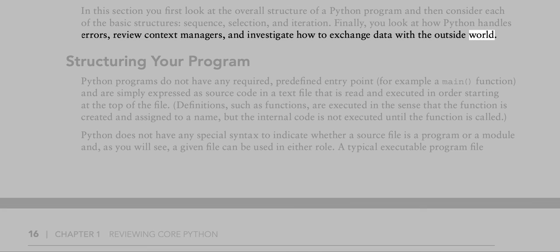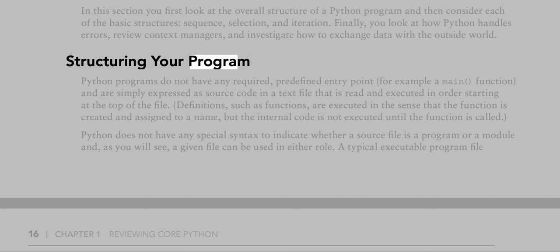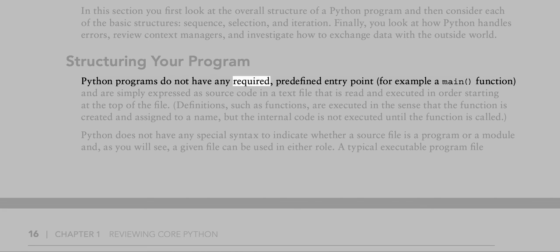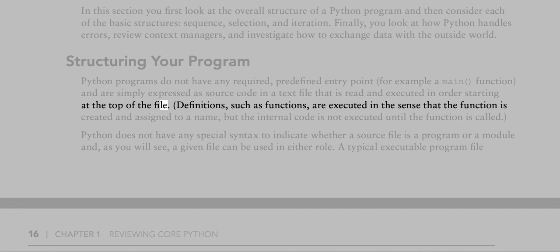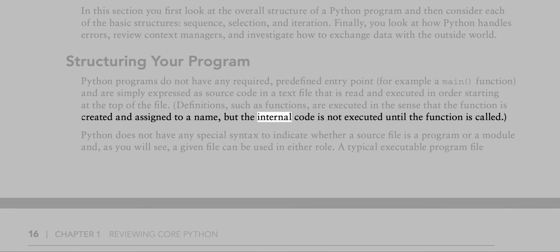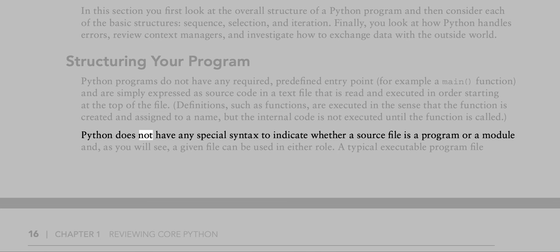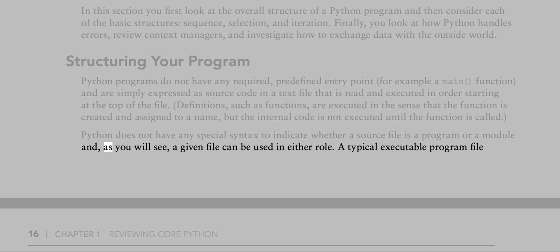world. Structuring your program. Python programs do not have any required, predefined entry point, for example a main function, and are simply expressed as source code in a text file that is read and executed in order starting at the top of the file. Definitions, such as functions, are executed in the sense that the function is created and assigned to a name, but the internal code is not executed until the function is called. Python does not have any special syntax to indicate whether a source file is a program or a module, and, as you will see, a given file can be used in either role.